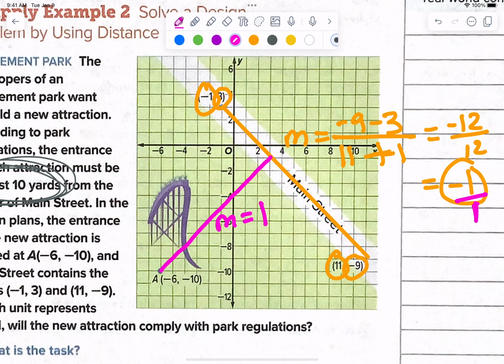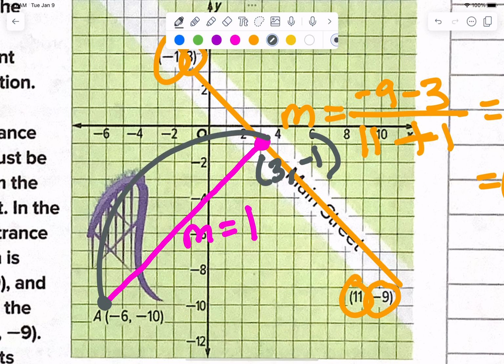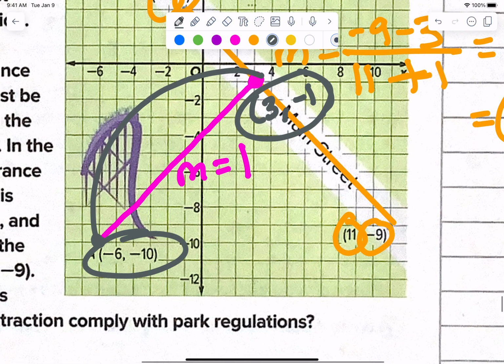And it's going to touch at that dot, which is at where? 3, -1, I believe. There it is. Okay, so now what? We want the distance between this point and this point, so from -6, -10 to 3, -1. All right, I'm going to do that over here.